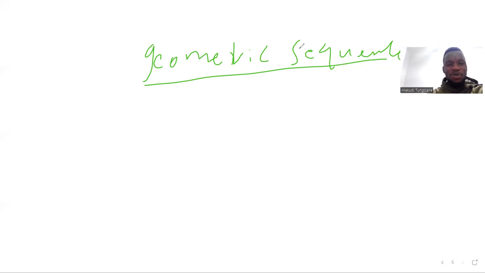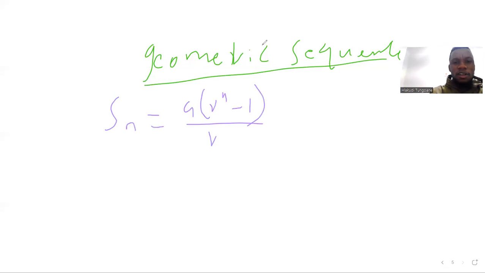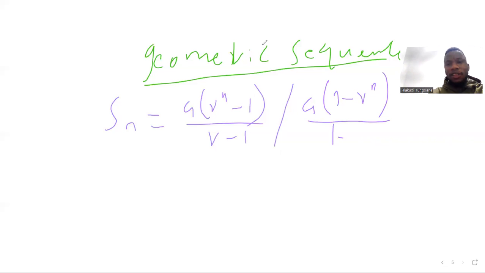So for geometric sequence, the formula that you are expected to know, apply and derive is Sn equals a(r^n - 1) over (r - 1). Or sometimes you might see the formula written as a(1 - r^n) over (1 - r), right? So look, it doesn't really matter. Let me write this neatly.